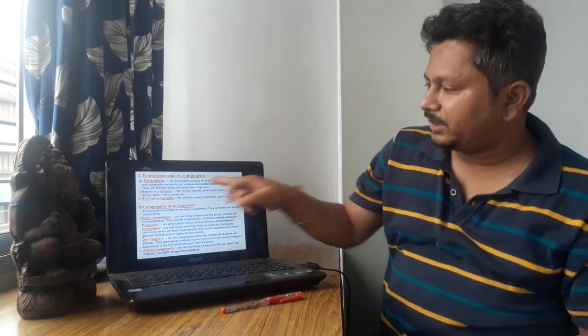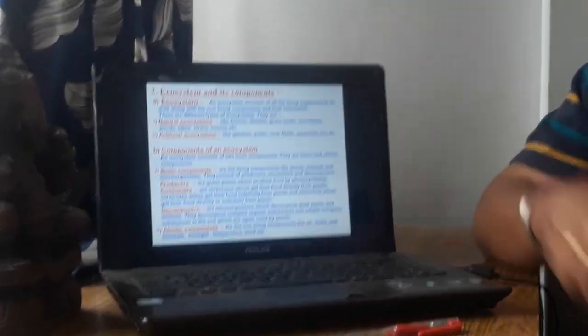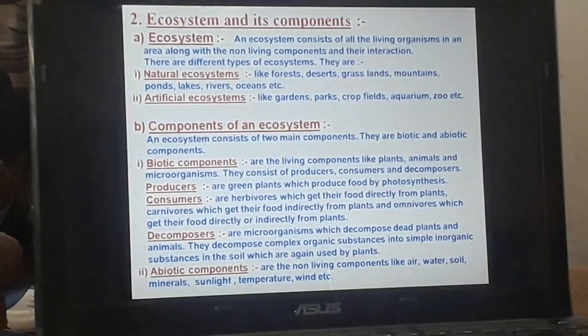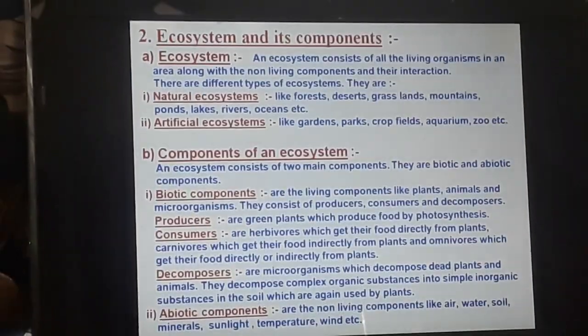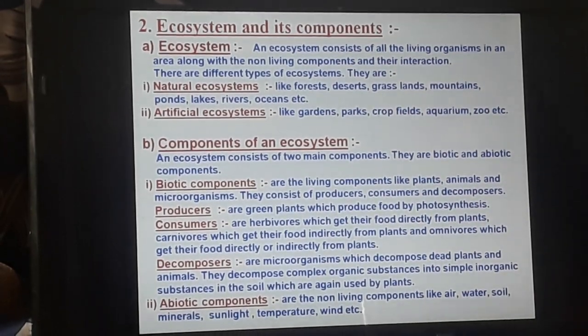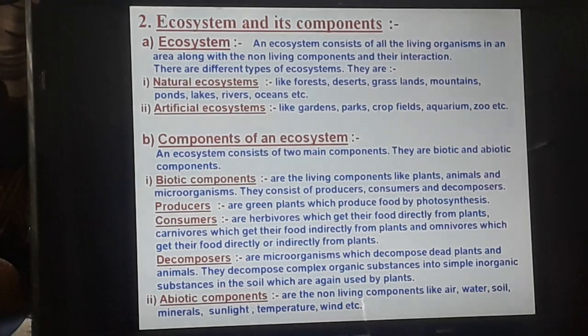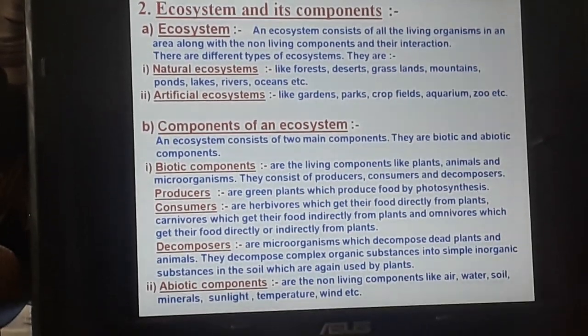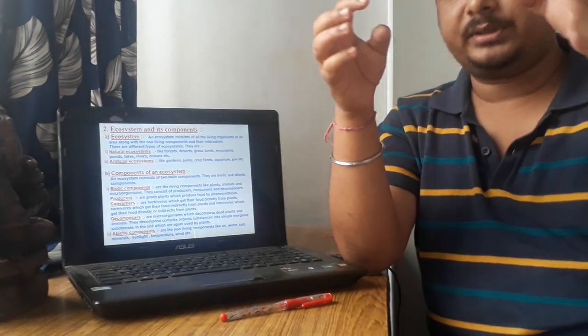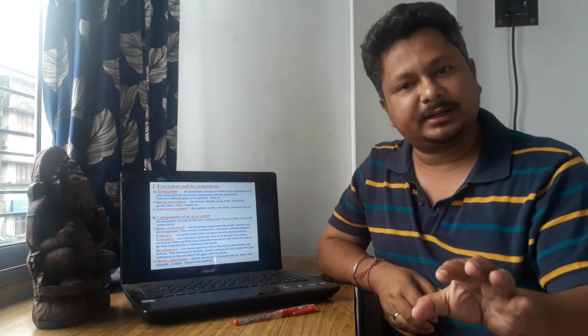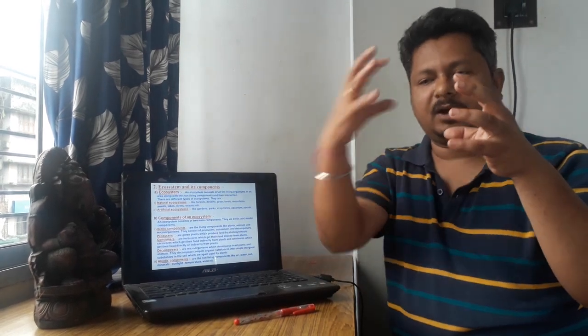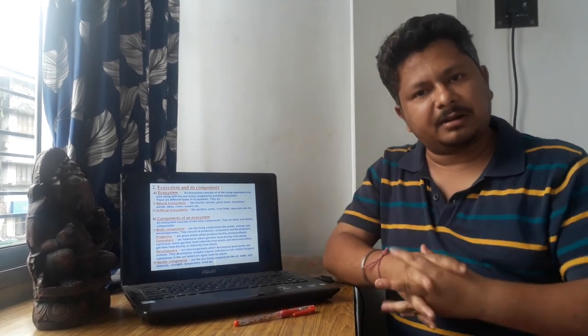You can see the definition here. An ecosystem consists of all living organisms in an area along with the non-living components. How the living organisms and the non-living components interact is an important part of the ecosystem. There are some animals which live on the soil, so that is the interaction of the soil with the living organism. Some animals live on the trees, and the interaction of that animal with the trees is an interaction. There are also some organisms which live in water, so the interaction of that organism with water is a part of the ecosystem.